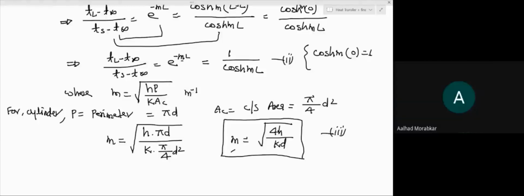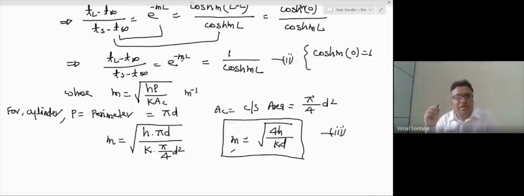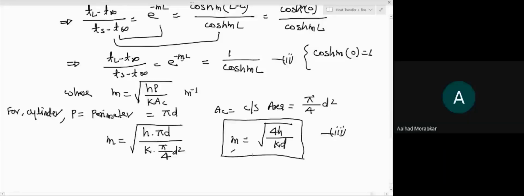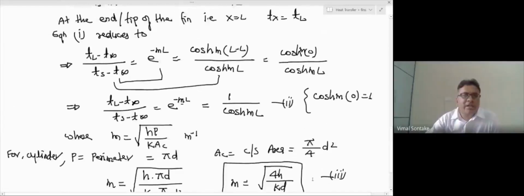Hello, sir. Yes. Sir, can you please repeat what you have written in equation 2? Where? Equation number 2, sir. Yes, sir. Okay, you are not able to get it. Yes, sir. TL minus T infinity over Ts minus T infinity.